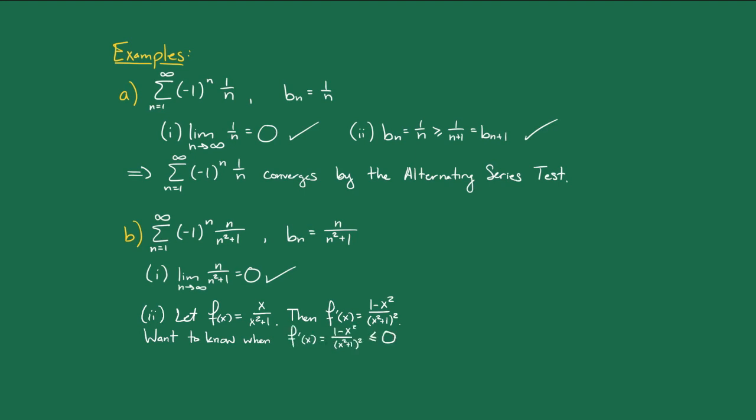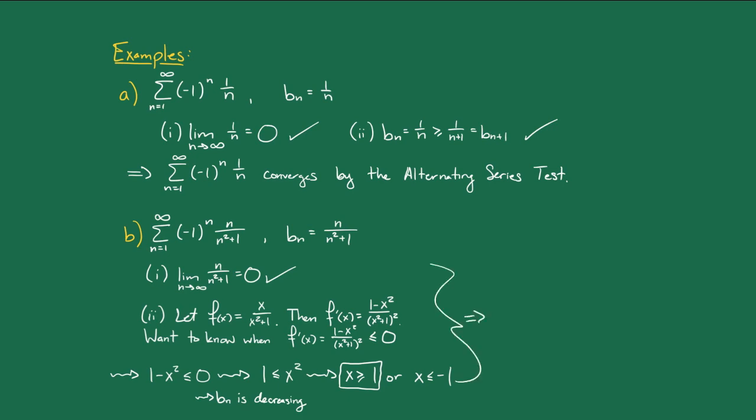So let's set f prime of x less than or equal to 0 and solve for x. If we multiply both sides by (x squared plus 1) squared, which is a positive number, we get that 1 minus x squared is less than or equal to 0. And then we can solve for x to find that x is greater than or equal to 1, or x is less than or equal to minus 1. In particular, f of x is decreasing for all x values greater than or equal to 1. This in turn implies that the Bn's are decreasing for n greater than or equal to 1, which is exactly what we wanted to show. Therefore, we verified the second condition of the alternating series test, and so we conclude that the series converges as well.